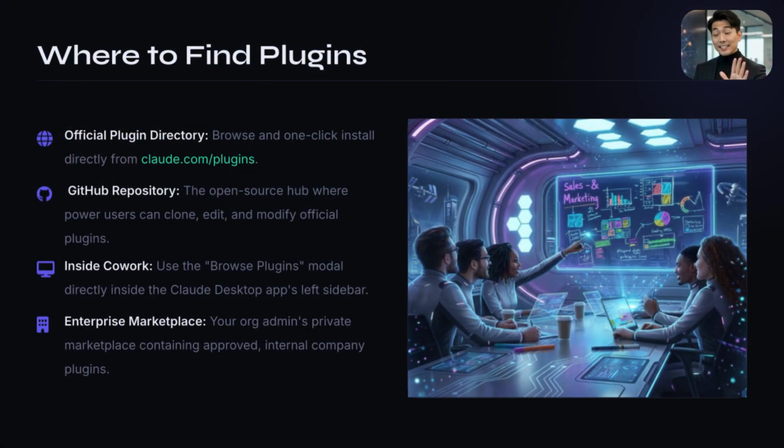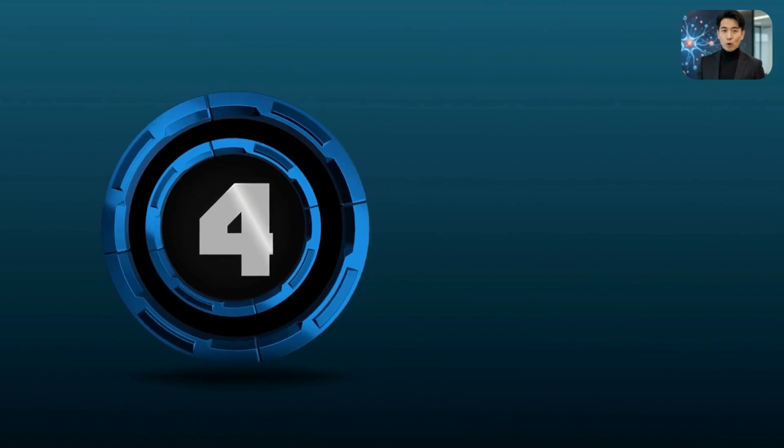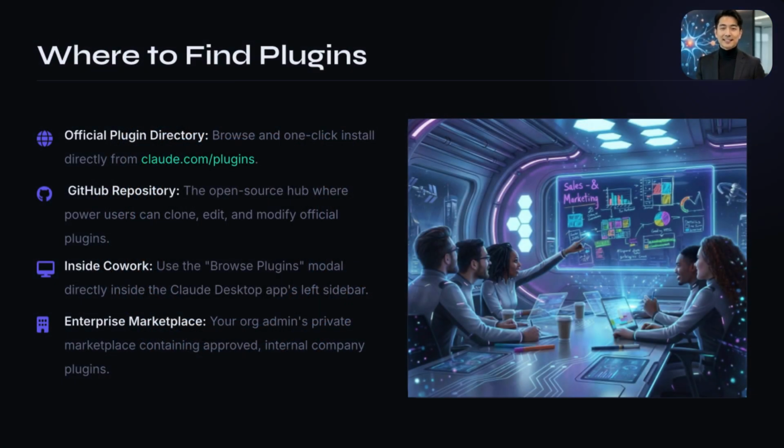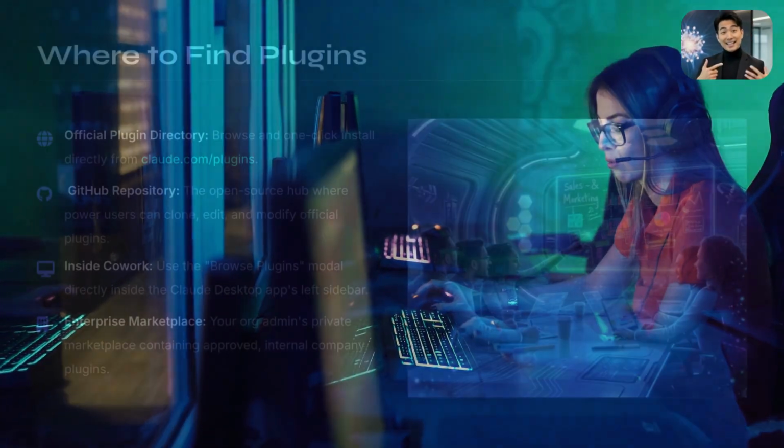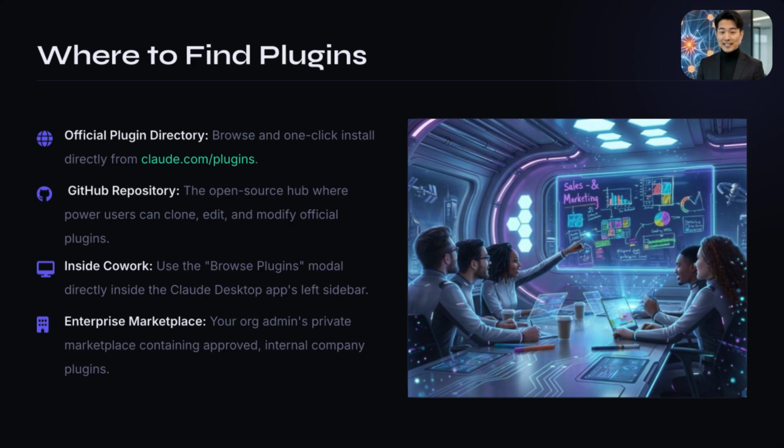So, where do you find these incredible tools? There are four main sources. For most users, you want to head to the official plugin directory at claude.com/plugins. If you're a power user or developer, you can find the open source repository on GitHub to clone and modify them. You can also browse plugins directly inside the Claude desktop app by navigating to the Cowork tab and clicking Customize. Finally, for enterprise teams, there's a private, admin-controlled enterprise marketplace.